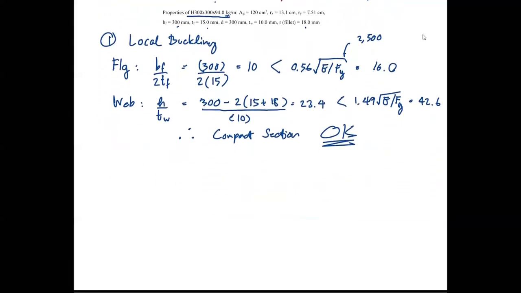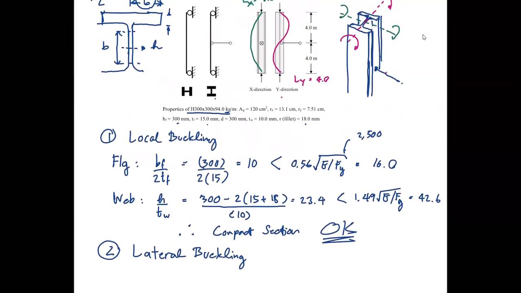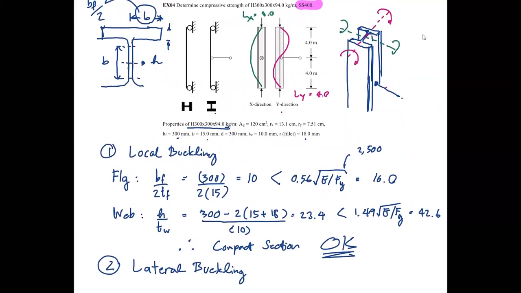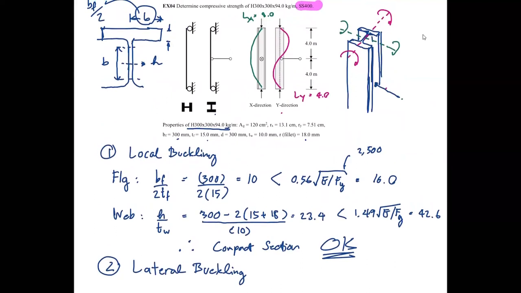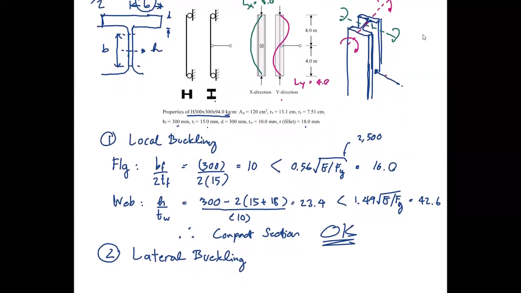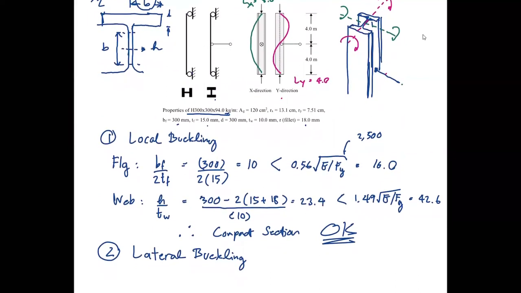Let's move on to the second failure, that is the lateral buckling of the entire member. Now it's for the entire member, so you may say this is global or flexural buckling as well. Now you see we have the situation where you have different unbraced lengths on both axes. So you need to figure this out, okay? Because we have a hinge at the support, and this is also a hinge, K is 1.